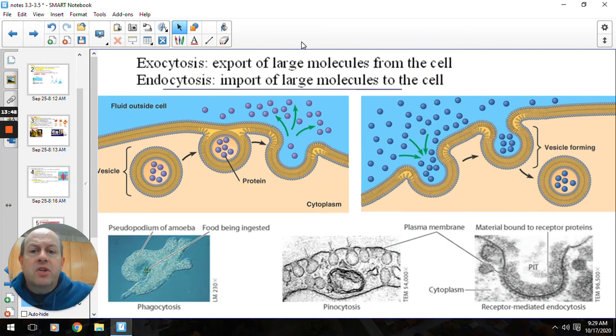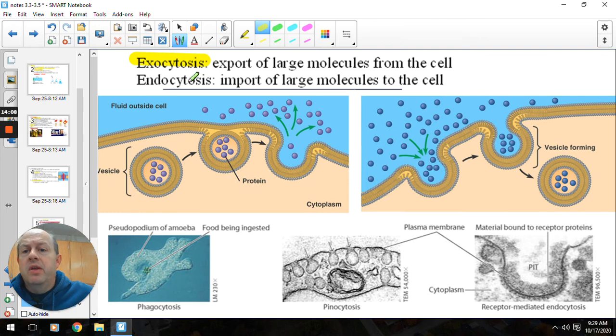Another type of active transport is when we're trying to move really, really large particles. They're too big to even fit through the little doorways of our transport proteins. This is going to be exocytosis and endocytosis. Exocytosis is when we are exporting large particles, probably some sort of waste. And endocytosis is when we're importing large particles, probably some sort of food or nutrient.